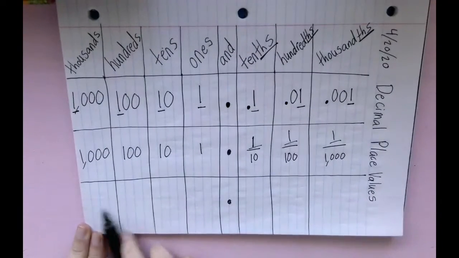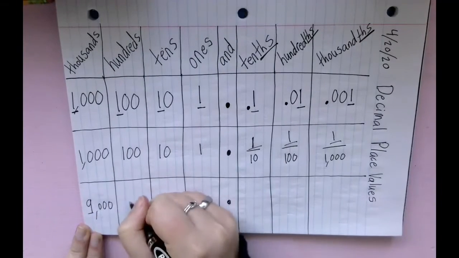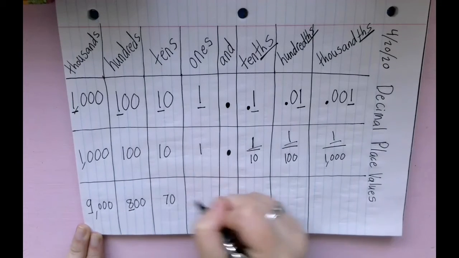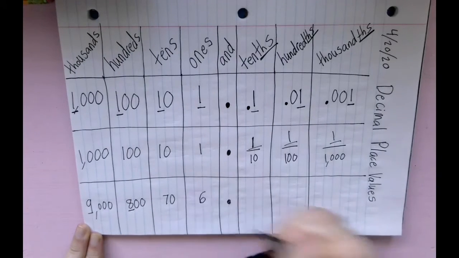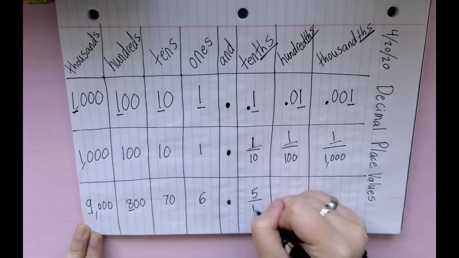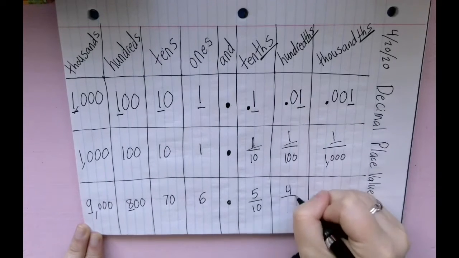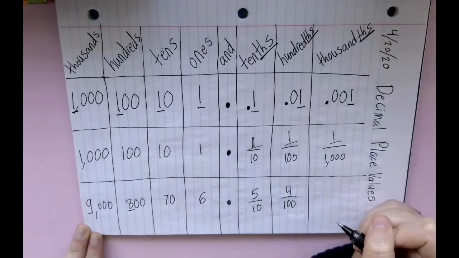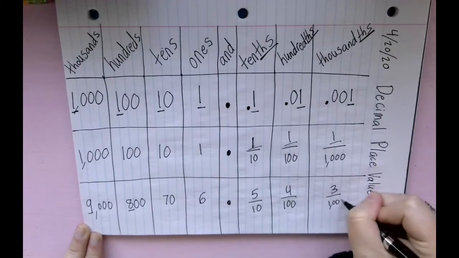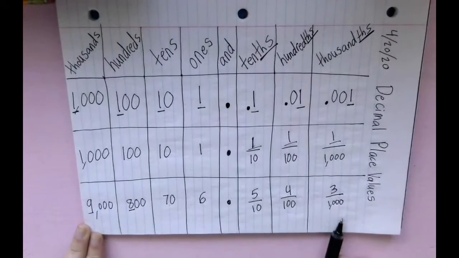So let's say we have 9 all the way down through, so it would be 9,000, 800. Notice how the zeros stay the same. 70. What's next? We got 6. Moving over, the numerator would change, so it would be 5/10. See how the denominator stays 10, not place value. 4 100ths. 4 changed, and 3 1,000ths. That's just an example. This would be what we call expanded form.